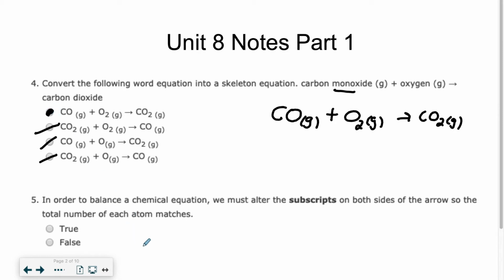Number 5. In order to balance a chemical equation, we must alter the subscripts on both sides of the arrow so that the total number of atoms matches. Now, you're actually not allowed to change the subscripts, so this would be false. Changing the subscripts would be equivalent to changing these numbers down here, which changes the identity of the actual compound. So the only way that you could balance an equation is by placing numbers out in front of the molecule, and those are called coefficients, not subscripts.